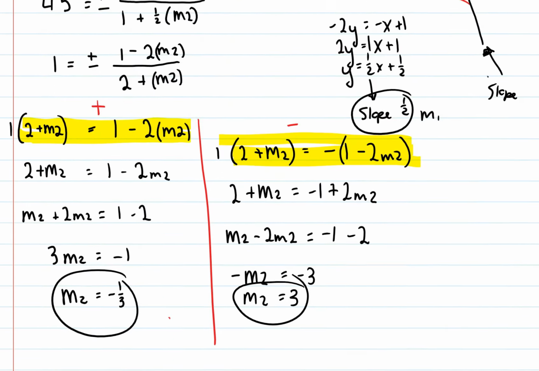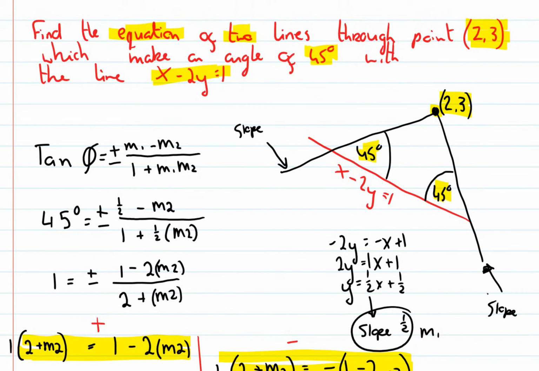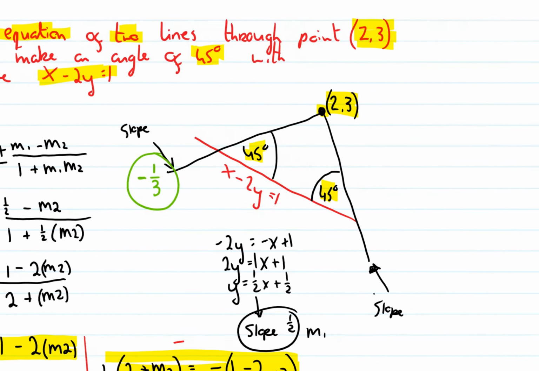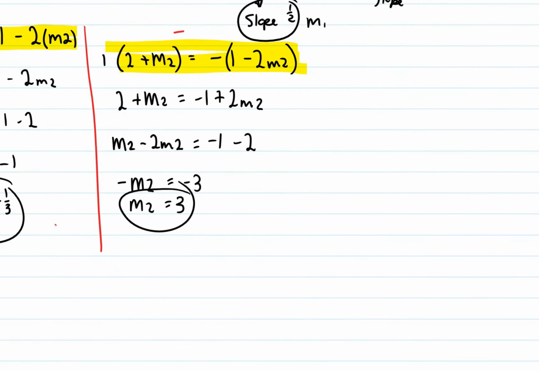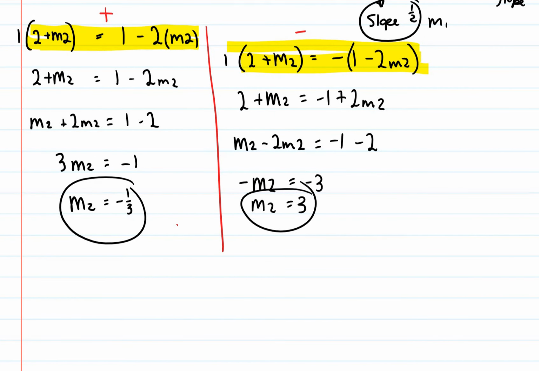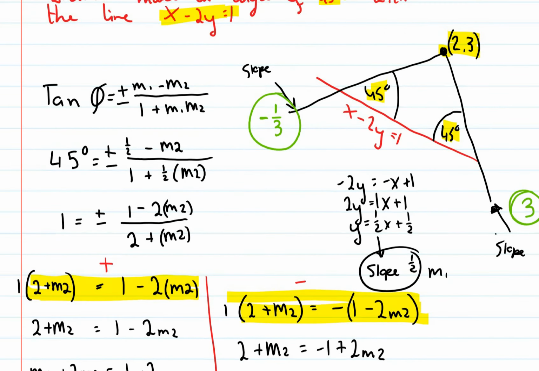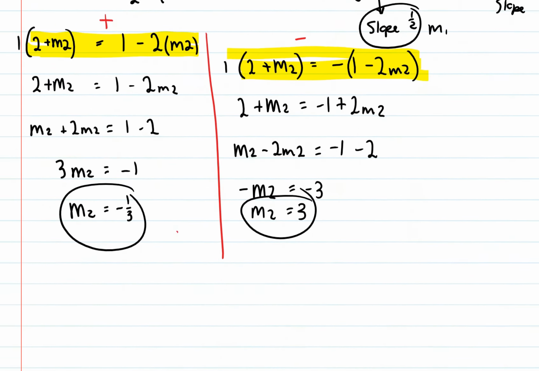Those two answers are the slopes of these lines. One of their slopes is minus a third. The other one of their slopes is 3. I don't care which is which. It doesn't matter to me. All I know is one of them has a slope of minus a third and the other has a slope of 3. I want to find the equation. The point they both pass through is (2, 3).